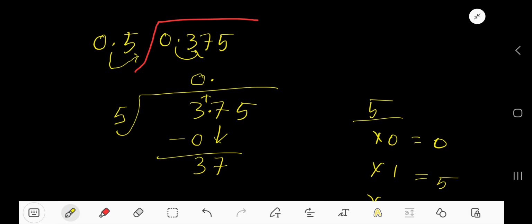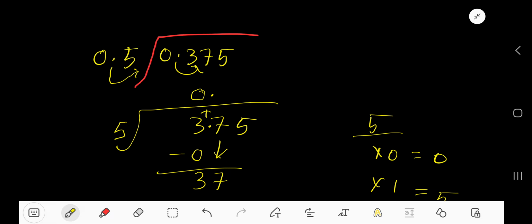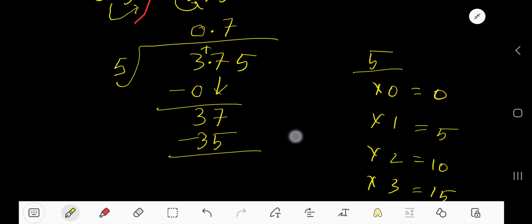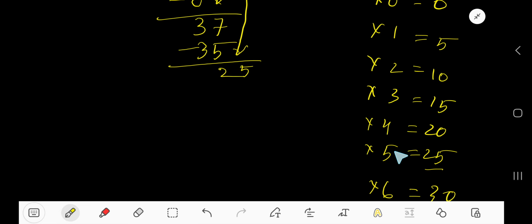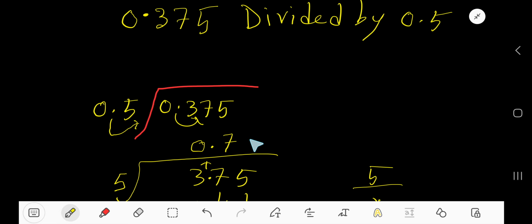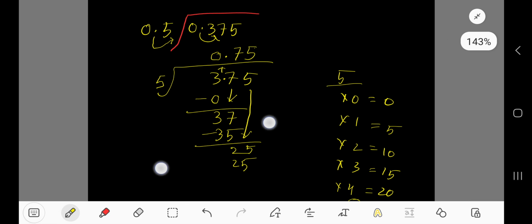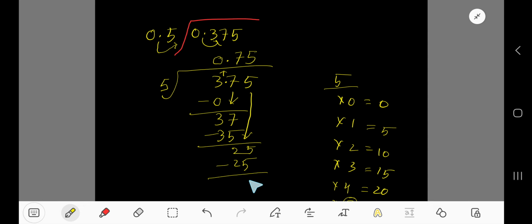7 times, right? So right here, 7. 7 times 5, 35. If you subtract, then you are getting 2. Bring down this 5. 5 goes into 25 how many times? 5 goes into 25 5 times. Write 5 here. Then 5 times 5, 25. If you subtract, then you are getting 0.